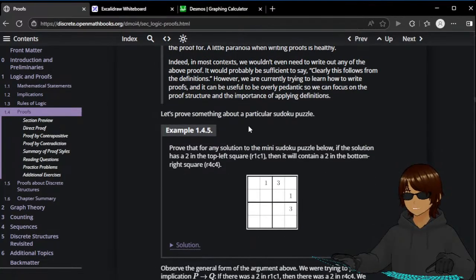Let's prove something about a particular Sudoku puzzle. Prove that for any solution to the mini Sudoku puzzle below, if the solution has a 2 in the top left square, R1C1, then it will contain a 2 in the bottom right square, R4C4. Yeah, because if 2 is here, then 4 has to be here. But if 4 is here, 1 is here, 3 is here, then 2 has to be here.